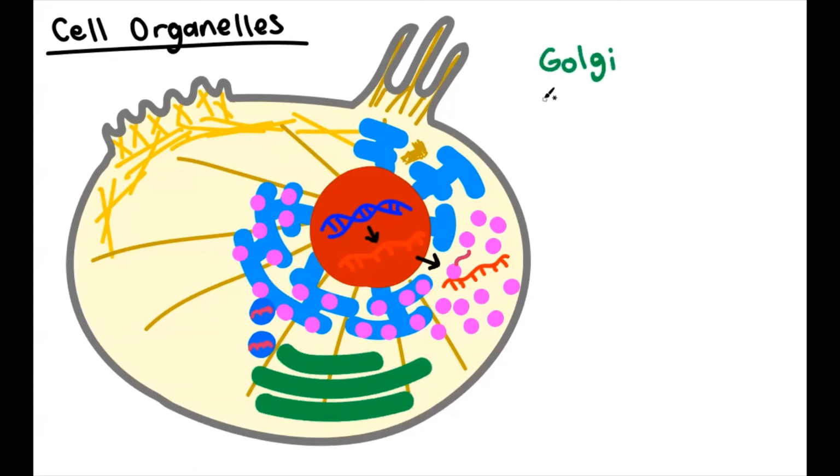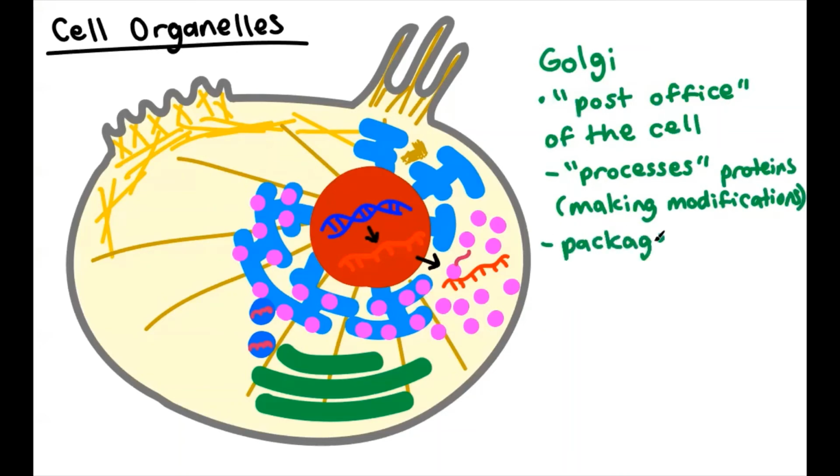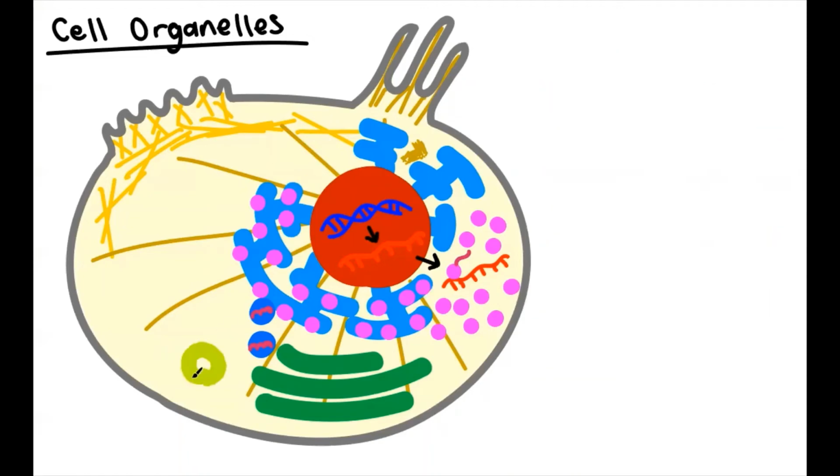You can think of the Golgi as the post office of the cell. It will take the proteins, process them or give them modifications if necessary, and then package and ship them to different parts of the cell. Some of these vesicles will make their way from the Golgi to the membrane, pulled along by specialized proteins that walk along the microtubules.